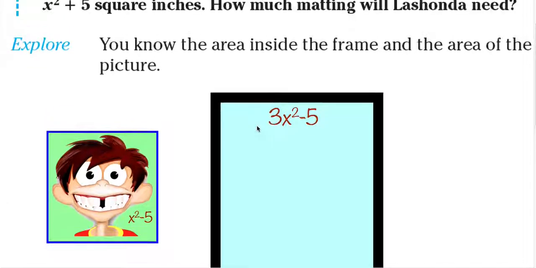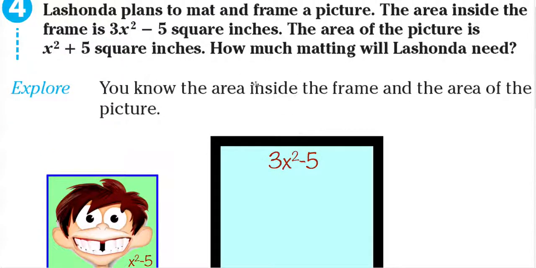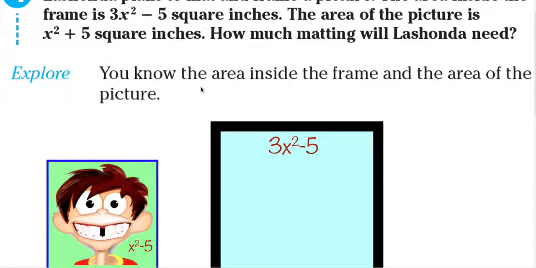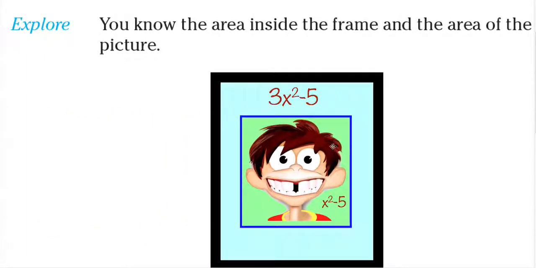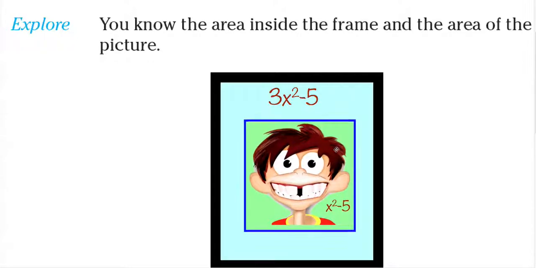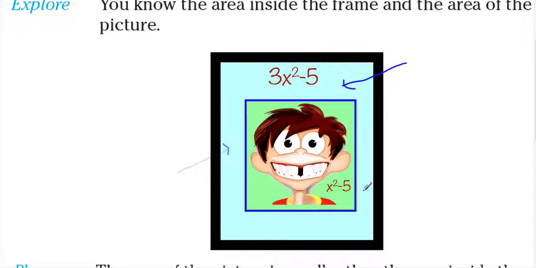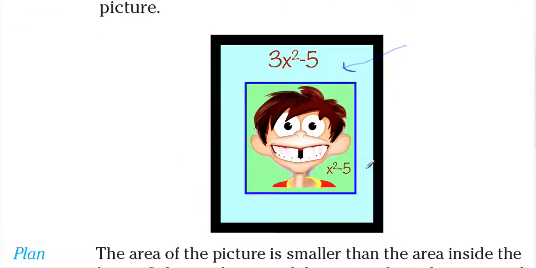So we know that the area inside the frame is 3x squared minus 5. That's what we know. We also know that the area of the picture is x squared plus 5, and we want to take that picture and bring it inside our frame. What is being asked of us is this: how much matting will we need? And this is the matting right here. This is the matting that we will need for us to mount that picture on this frame.